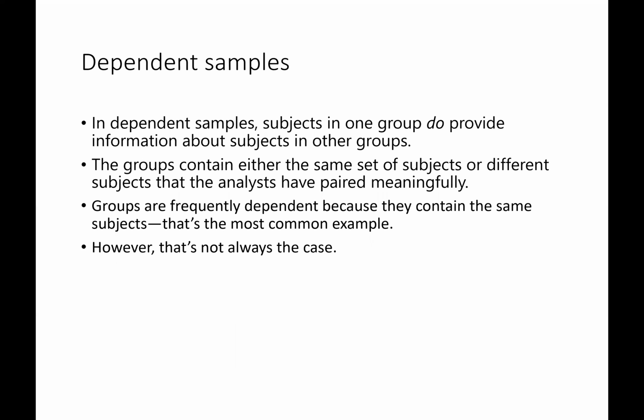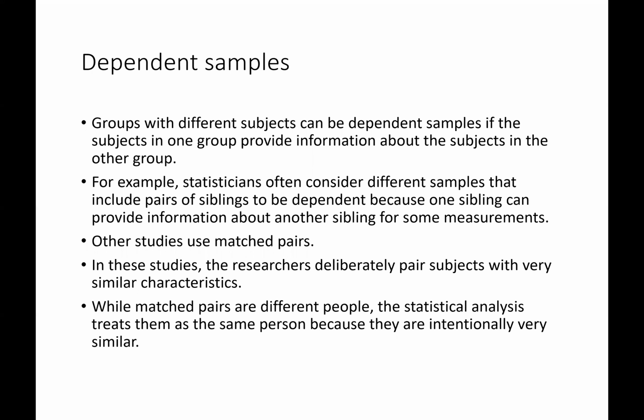The difference between independent and dependent. In dependent samples, subjects in one group do provide information about subjects in other groups. The group either contains the same set of subjects, like a before and after, or different subjects that the analysts have paired meaningfully. Groups are frequently dependent because they contain the exact same subjects. That's the most common example. However, that's not always the case.